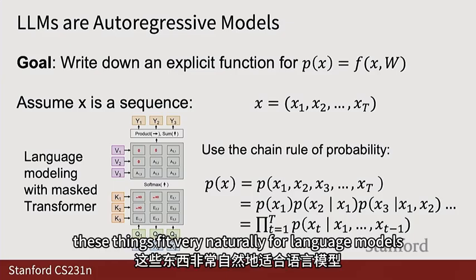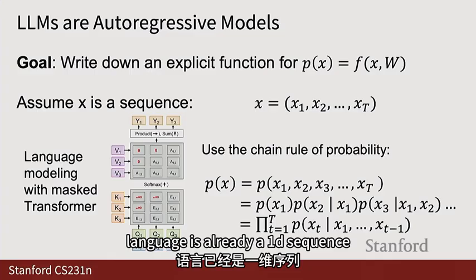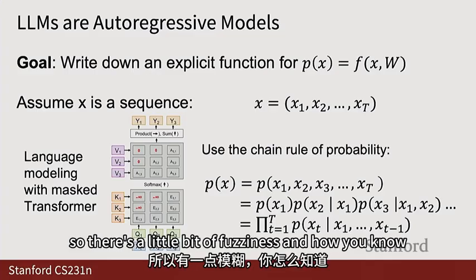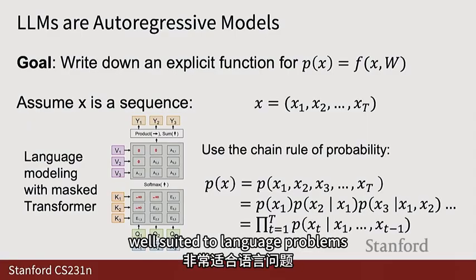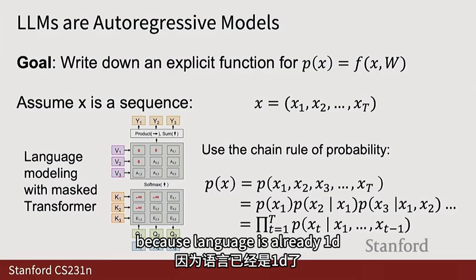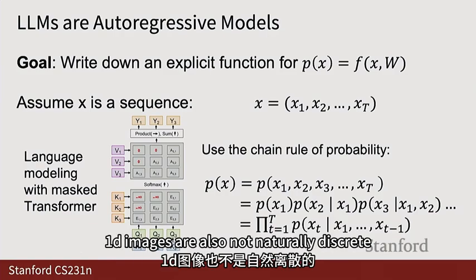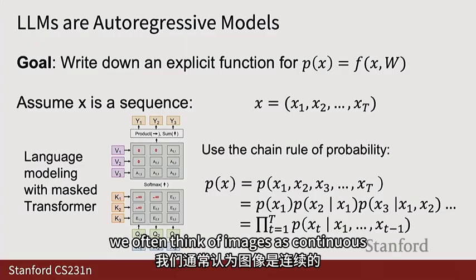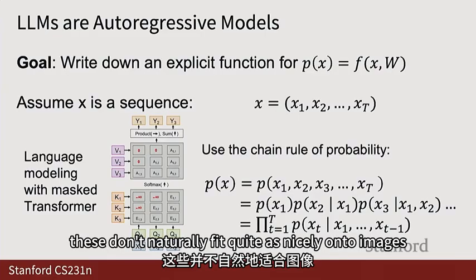So that's why these models fit very naturally for language, because language is already discrete and already a 1D sequence. There's a little bit of fuzziness, since there's a tokenizer in there, but we're not going to get into that. These are very well suited to language problems. Images are more tricky, because images are not naturally 1D. Images are also not naturally discrete. We often think of images as continuous, real-valued things. So these models don't fit quite as nicely onto images.